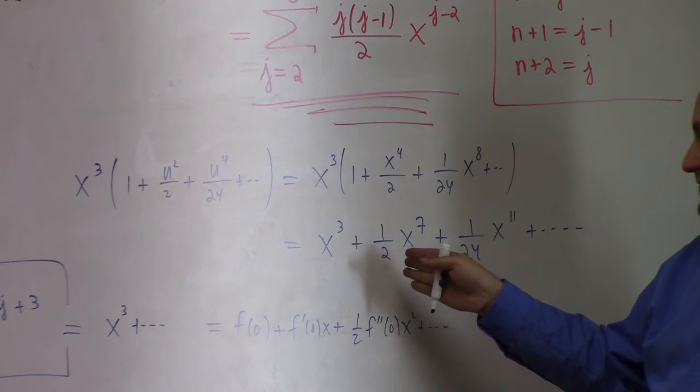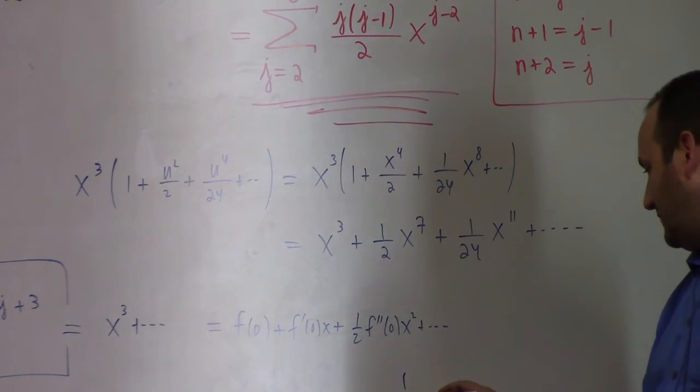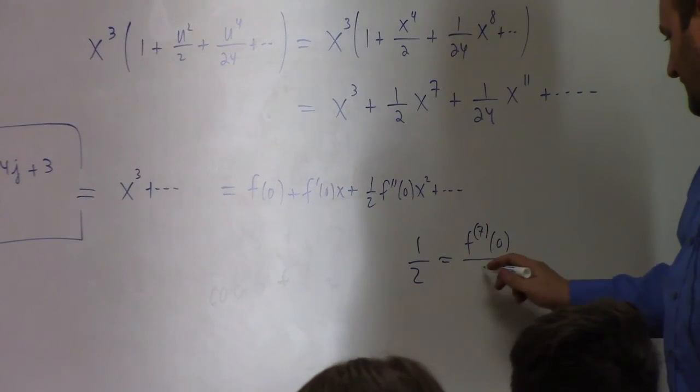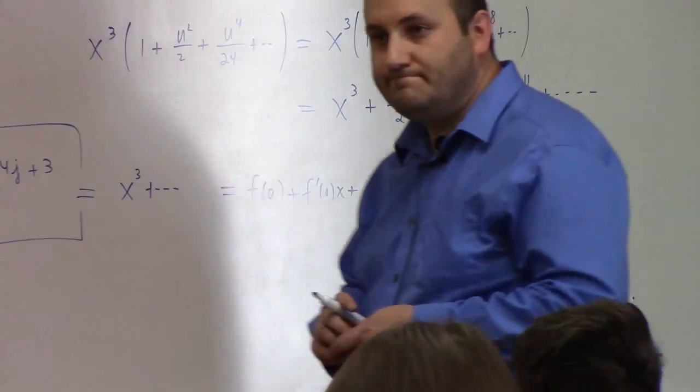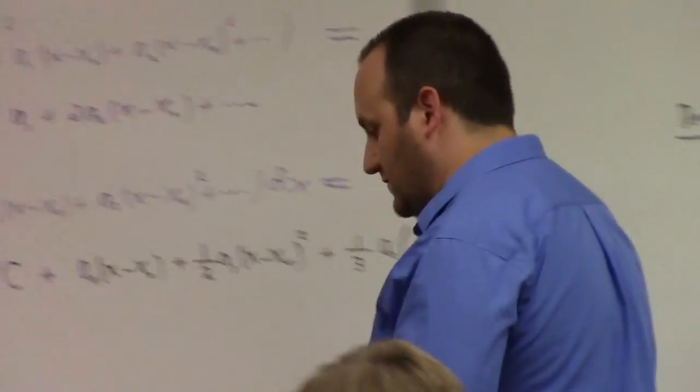The seventh derivative, I don't know. I know that 1/2 is equal to the seventh derivative at 0 divided by 7 factorial, so I guess I know that the seventh derivative at 0 is 1/2 of 7 factorial. So if you understand and exploit Taylor's theorem, you can do all kinds of interesting differentiation questions.